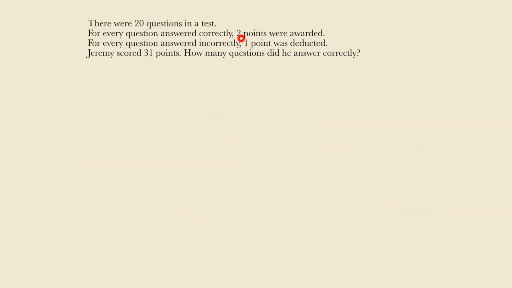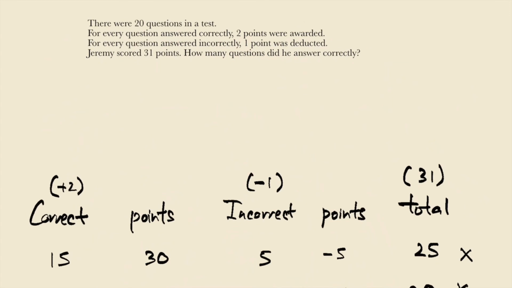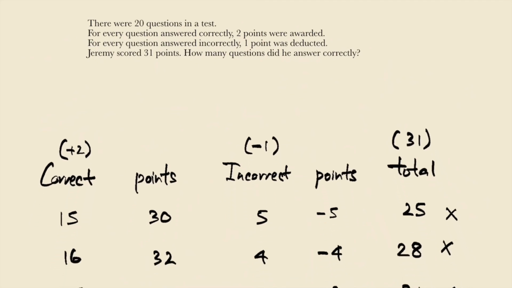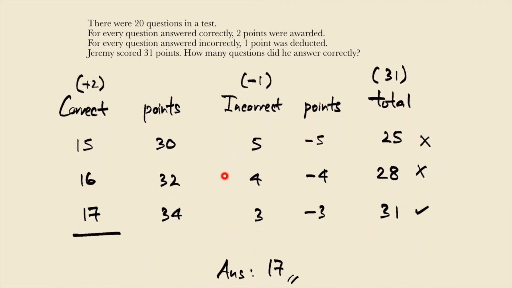20 questions, 2 for correct ones, 1 taken away for each wrong answer, 31 points. So the table looks like this. Correct answer plus 2, incorrect minus 1. And total of 20 questions, so let's guess 15 and 5. That's 25 in total, too few points. So I'm going to add 1 and minus 1, that's 28, slightly closer now.